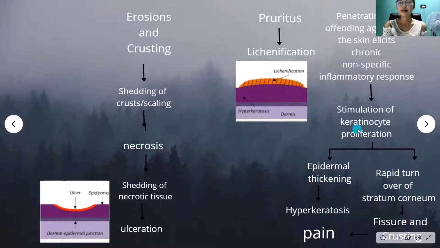When these keratinocytes proliferate, there will be epidermal thickening, causing hyperkeratosis, which is the excessive formation of keratinocytes, and the rapid turnover of stratum corneum, leading to fissure and crusting, causing pain.